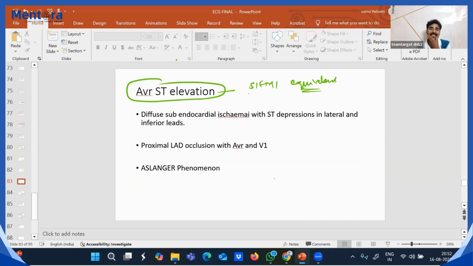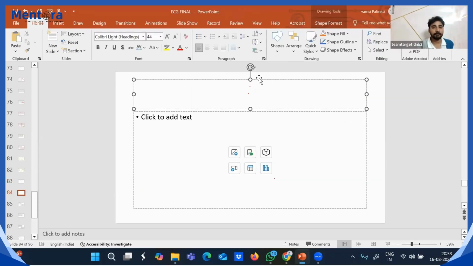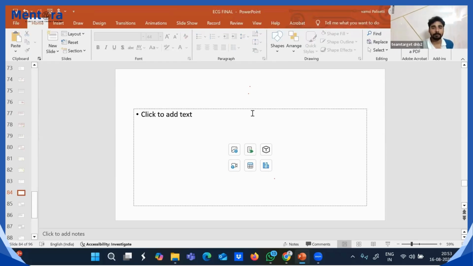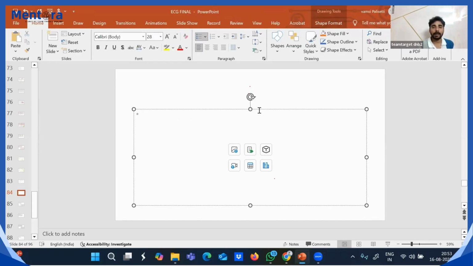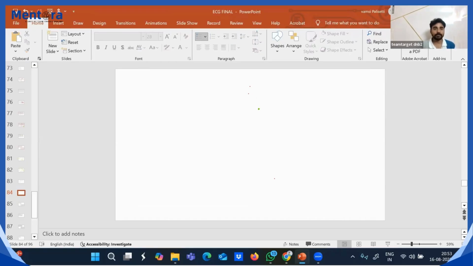This is again an important point. See, this aVR you are seeing from the right upper arm. You are seeing the heart from the right upper arm. The heart vector is in this direction, but you are seeing the heart from the right upper arm. So that's why it's always negative only.